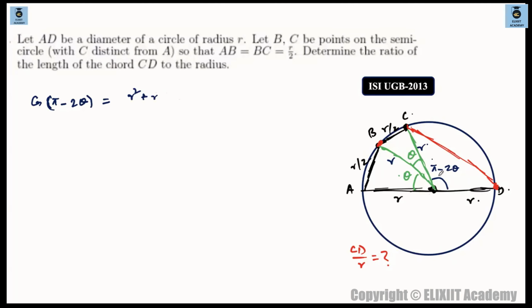Cosine rule on what? On pi minus 2 theta. So r square plus r square minus cd square divided by 2r into r, माने 2r square. ठीक है. तो which is 2r square minus cd square divided by 2r square. So this we can simplify a bit and this becomes 1 minus cd square divided by 2r square. This much we can simplify.